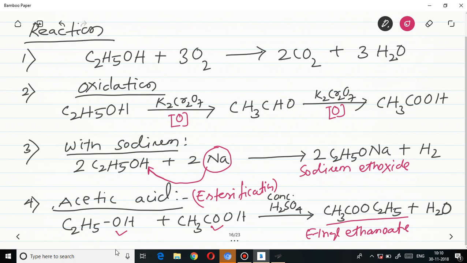Now how are these compounds prepared? You can see H from this compound and OH from this compound are removed, and see, CH3CO and this O C2H5, and this water is there. And this compound prepared is known as ester, and it has a fruity smell.